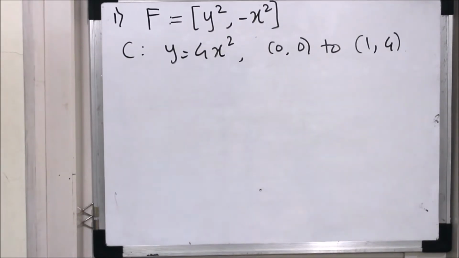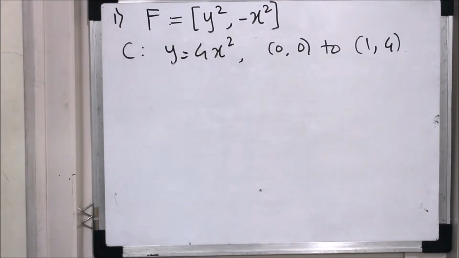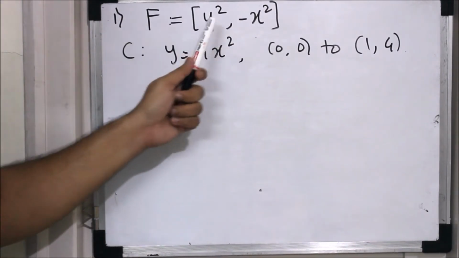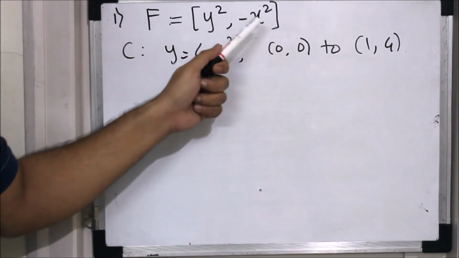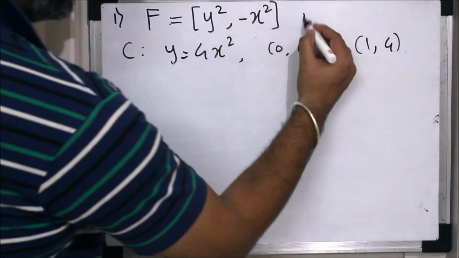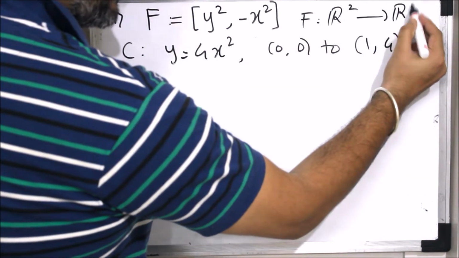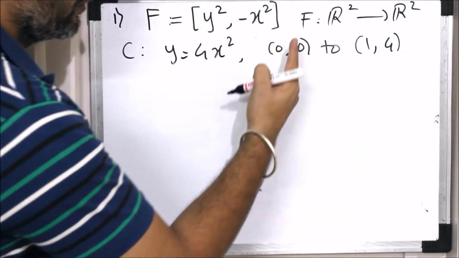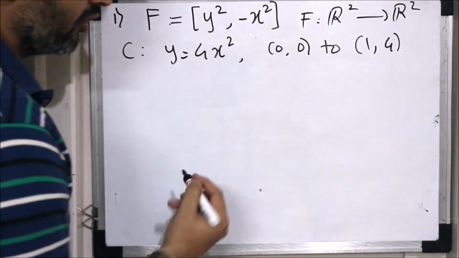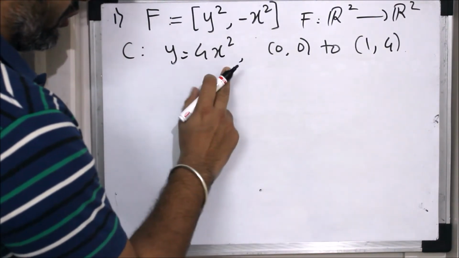Now let's take an example so that the concept will be much clearer. Say f is a vector field, where x and y are the inputs, and the output is y square comma minus x square. So one can say that f is a vector field from R2 to R2, and I have to find the line integral, or the curve integral, over this curve.